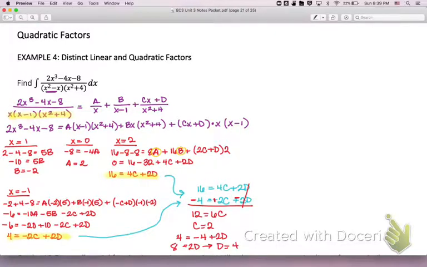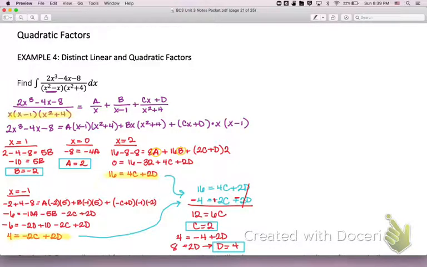Okay, do we have it all? I believe that we do. A is equal to 2. B is equal to -2. C is equal to +2. And D is equal to 4. We have done it. Now we need to build our integral.